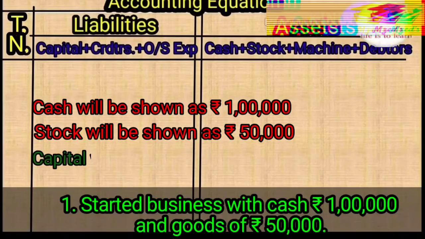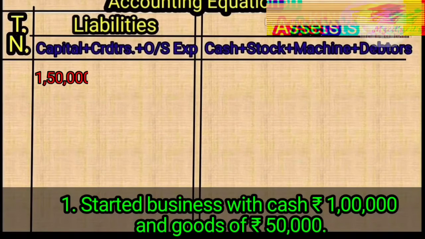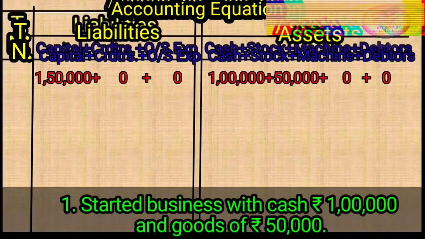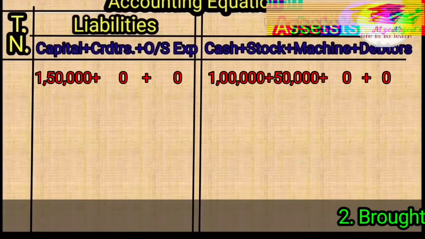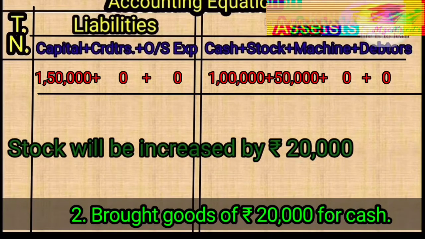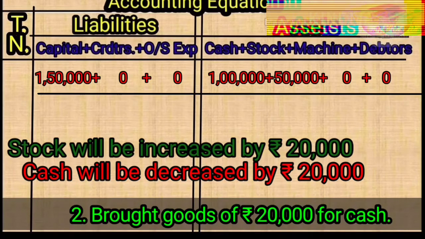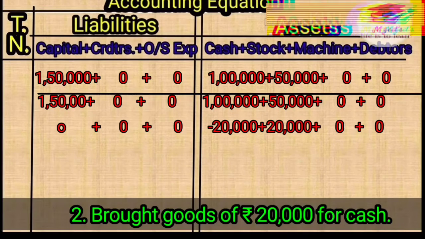Suppose we are taking the first transaction, that is, started business with cash rupees 1 lakh and goods of rupees 50,000. So cash will be 1 lakh, goods or the stock will be 50,000, and the capital will be 1 lakh 50,000, and the other accounts will be shown as 0 in this way. And after that we are taking another transaction, that is, bought goods of rupees 20,000 for cash. So here stock will be increased by 20,000 and cash will be decreased by 20,000, and all these things will be done in the accounting equation in this way.